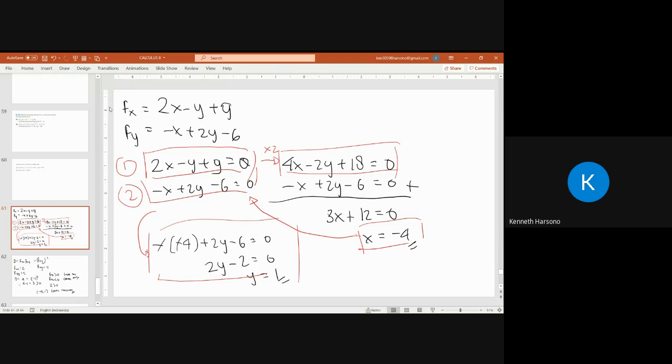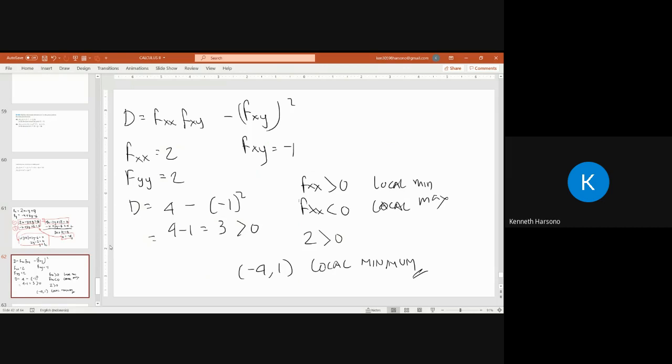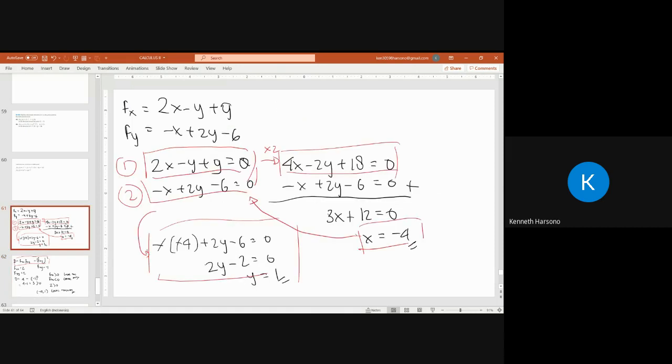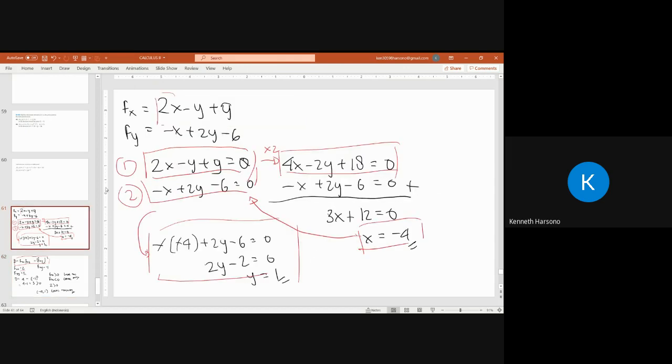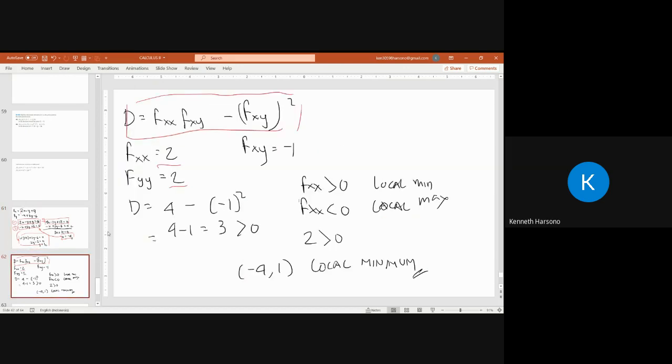Okay, and then we need to check our second derivative, right? So we have to find the t here, which is fxx times fyy minus fxy squared. So fxx is derived from this one again with respect to x, so just 2. With respect to y again, just 2 again, and fxy is -1. And the t here you get is 3, right?